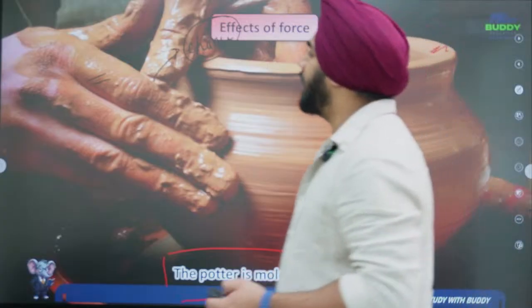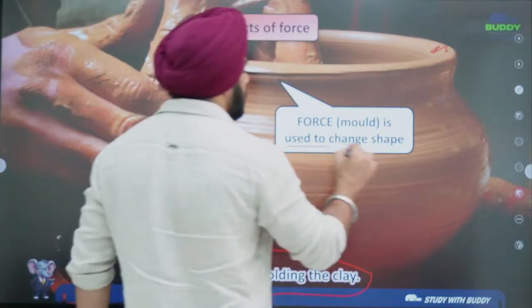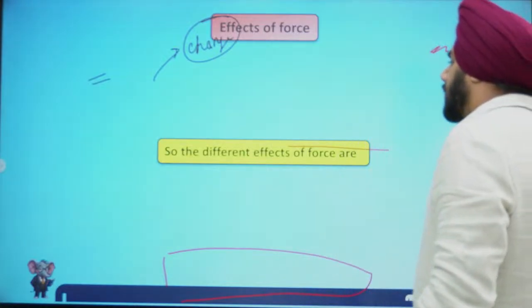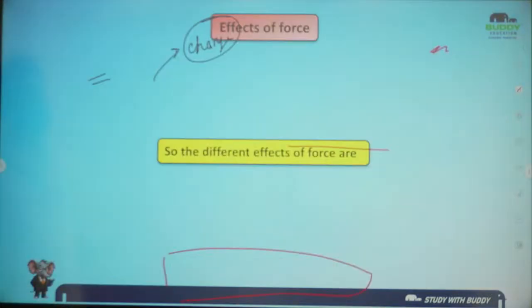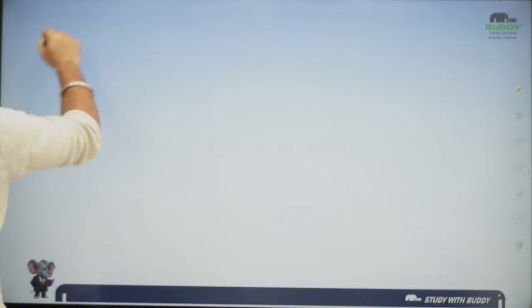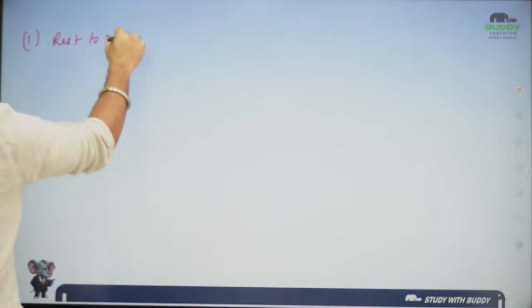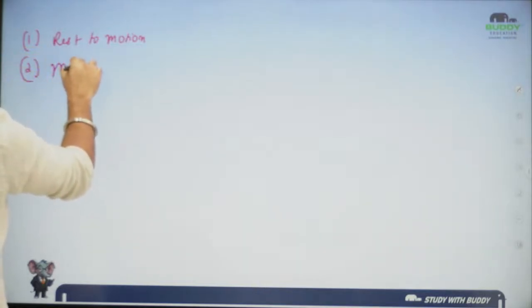So these are the basic effects that we talk about, right? Force is used to change shape. So basically force is doing 5 things here. The different types of effects of force are, so there were 5 kinds. Okay, so I'll write here only. First is rest to motion. Second is motion to rest.